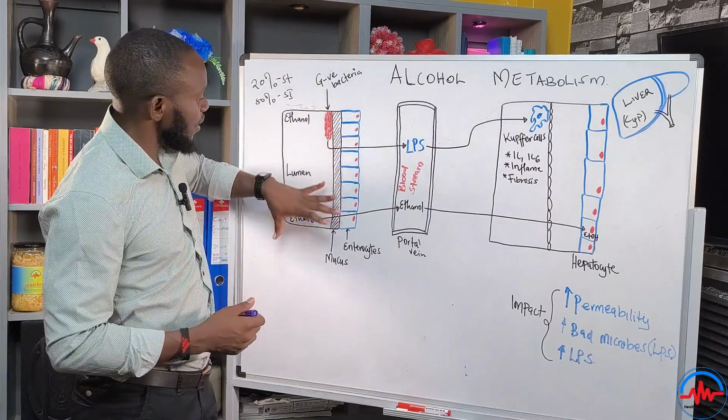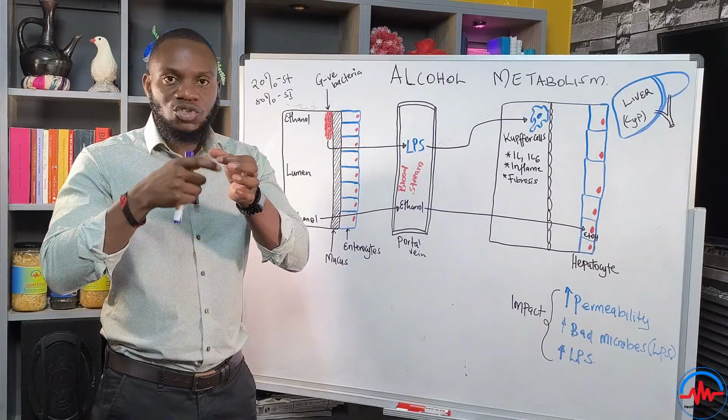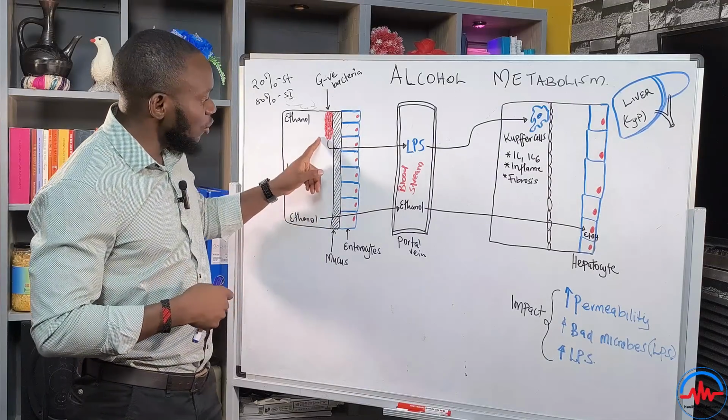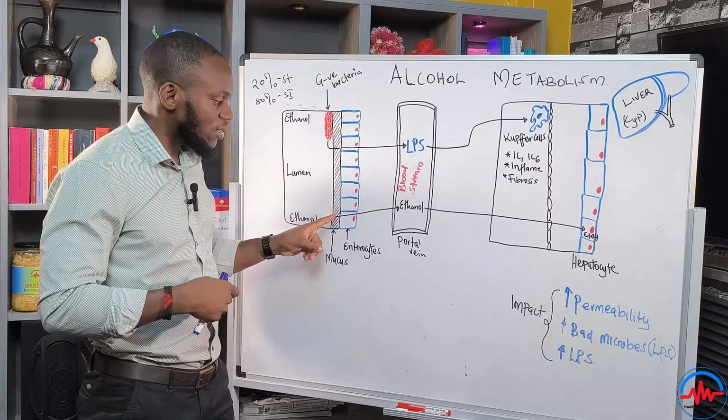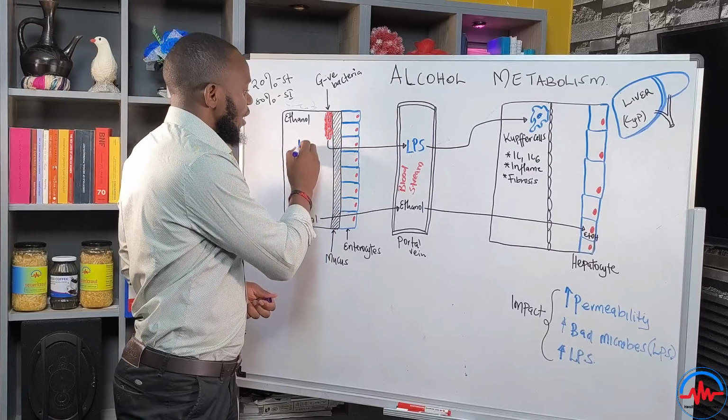Now, this is the gut. Basically, we have the lumen. The lumen is the inside part of the gut, both the stomach and the intestines, the inside part, that is the lumen. And the lumen of the gut is lined by a mucus. And this mucus is basically supposed to protect the lumen or the gut wall against the hydrochloric acid.